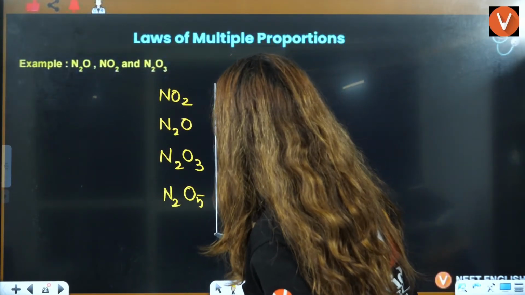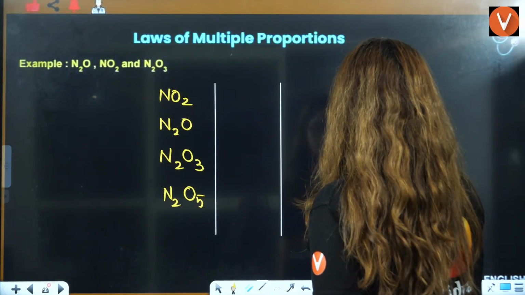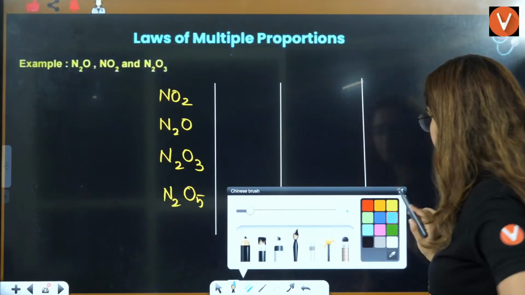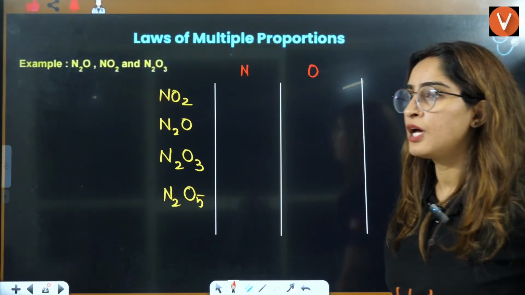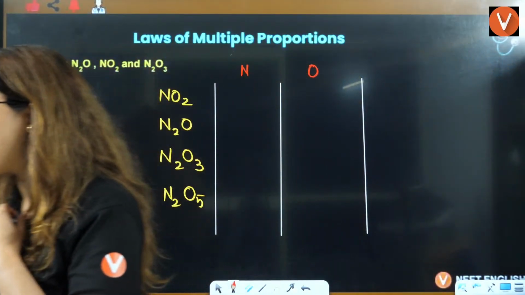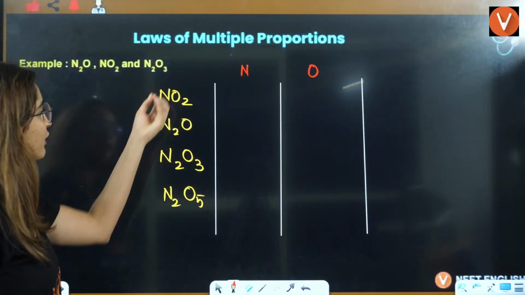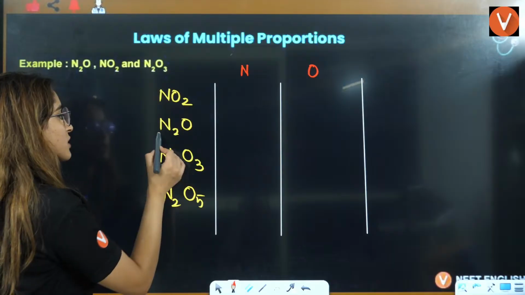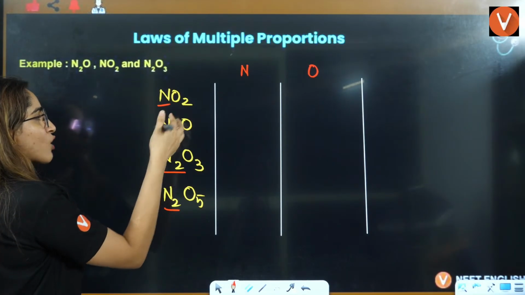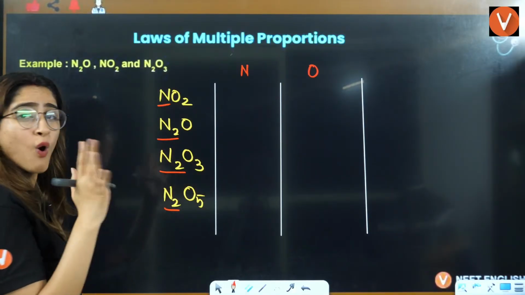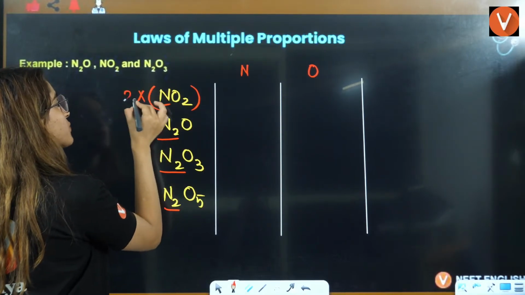So, this is nitrogen, this is oxygen, and this is the ratio. You need to fix one mass. Which mass can you easily fix, nitrogen or oxygen? See, nitrogen is here also N2, here also N2, here also N2. Here it is 1. Oxygen is 2, 1, 3, 5. So oxygen is very difficult to fix.